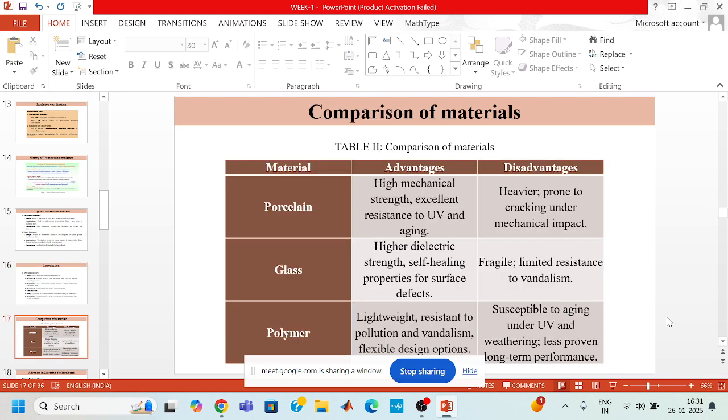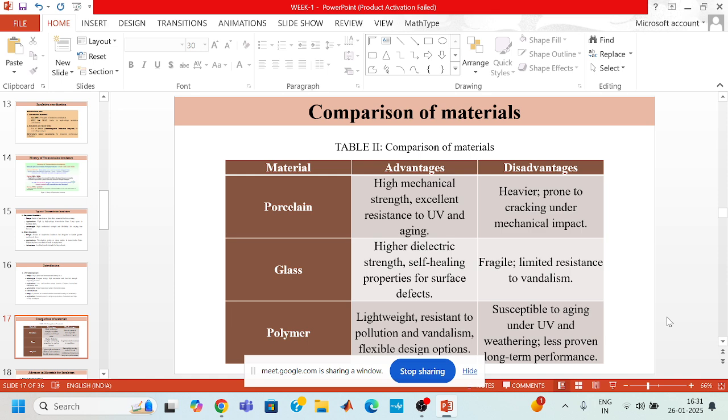Now there are some materials used as insulators, each having some advantages and disadvantages. Like porcelain: porcelain has very high mechanical strength and excellent resistance to UV and aging, but it is very heavy, and it is prone to cracking under mechanical impact. It is not able to bear more stress.